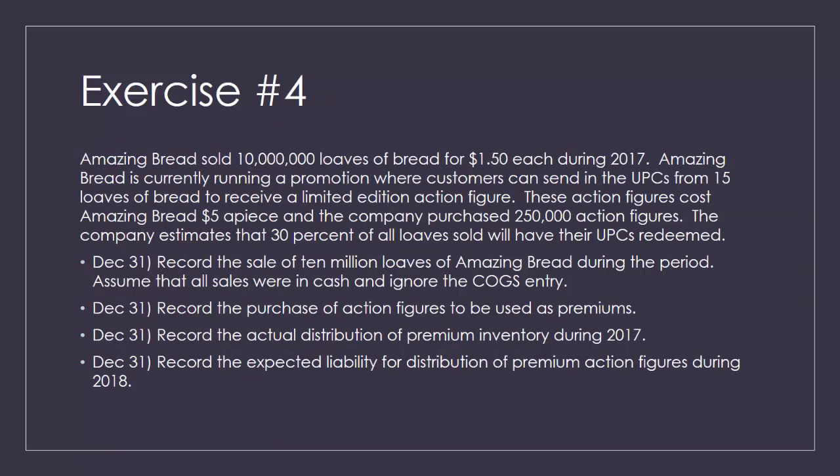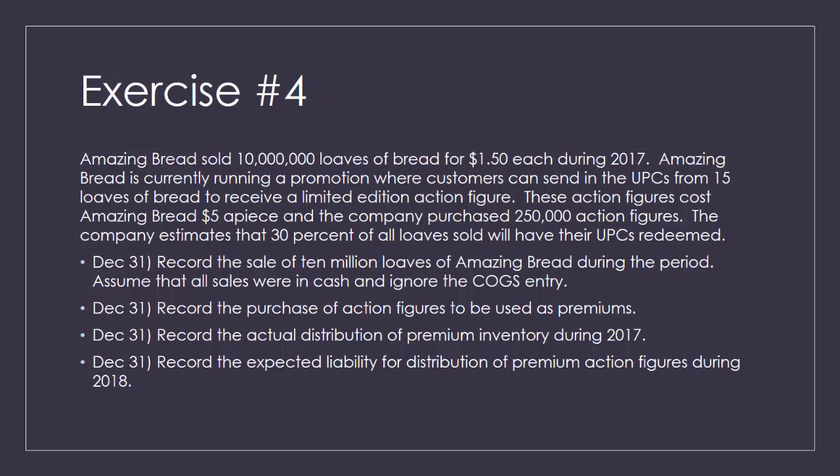In exercise number 4, we have premium inventory. Premium inventory is things that your company buys which we don't directly sell to customers. Instead, we offer them as a reward for people making frequent purchases through our company. So our company in this example is going to be Amazing Bread, and they sold 10 million loaves of bread for $1.50 each during 2017.